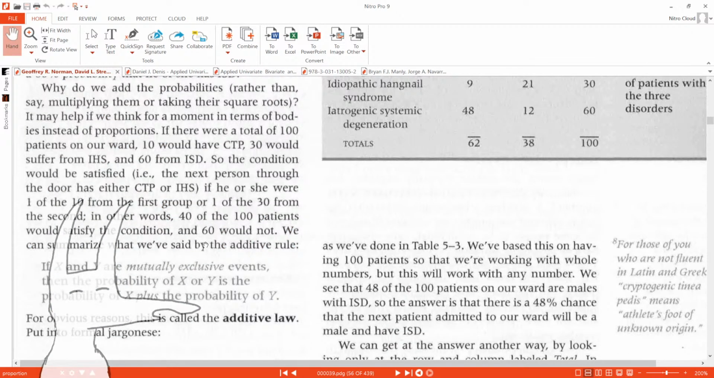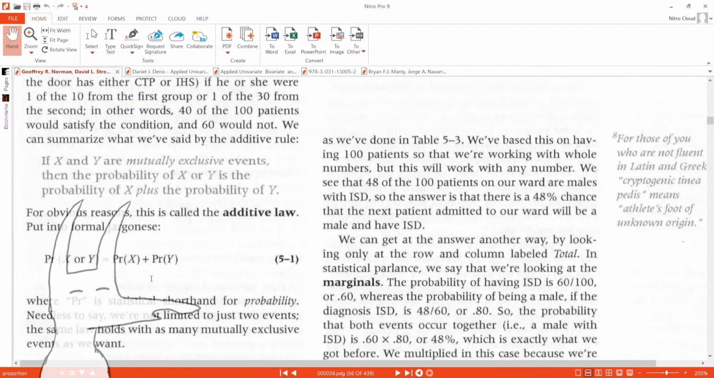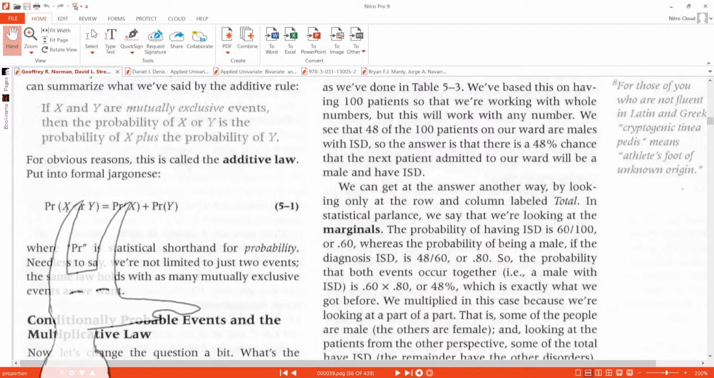We can summarize what we've said by the additive rule. If x and y are mutually exclusive events, then the probability of x or y is the probability of x plus the probability of y. Obvious reasons this is called the additive law, put into formal jargonese. Where PR is statistical shorthand for probability. Needless to say, we're not limited to just two events. The same law holds with as many mutually exclusive events as we want.